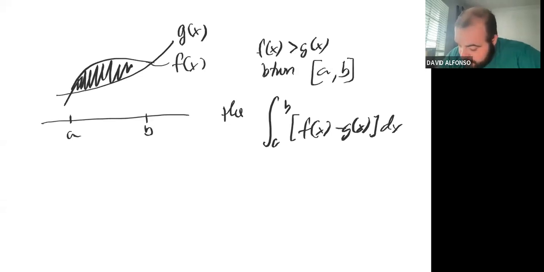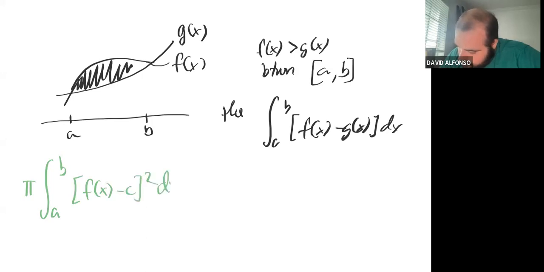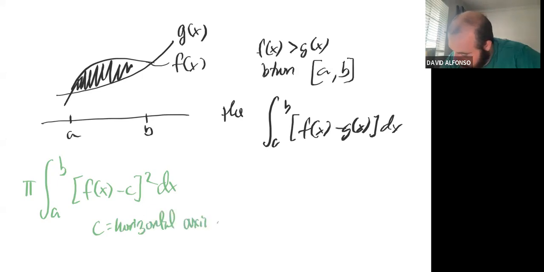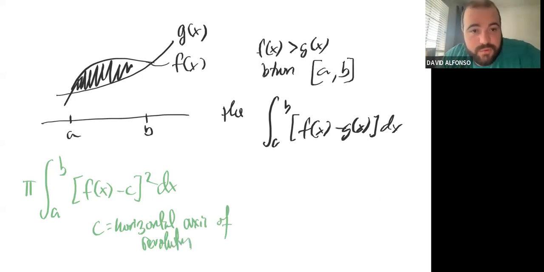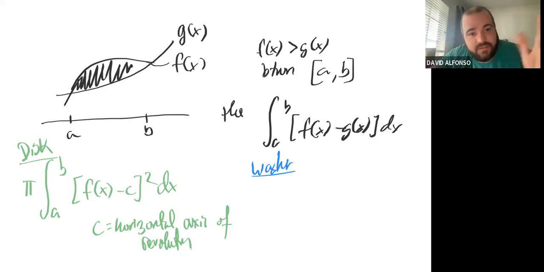And then of course you had your solids of revolution, where I think the main formulas to memorize are this, where C is equal to the axis of revolution. Actually, let's say horizontal axis. If you're going to do a vertical revolution, you do it with respect to y instead. And then for the disk method, this is disk. For washer, same thing, it's just you're going to subtract two of them.